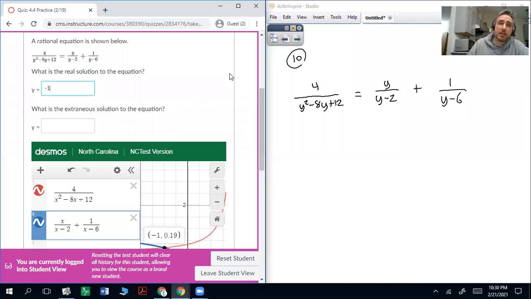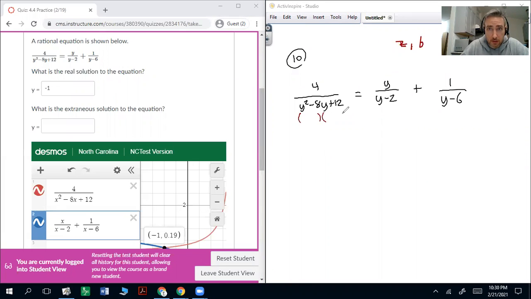So now remember, your extraneous solution is going to be one of these two numbers. It's either going to be 2 or 6, because those are your two restrictions. And when you factor this, 12 is 2 times 6. Negative 2 times negative 6 is 12, and they also add to negative 8. So your factors are going to be y - 2 and y - 6. Full stop. So let's do our LCD. It's going to be (y - 2)(y - 6).